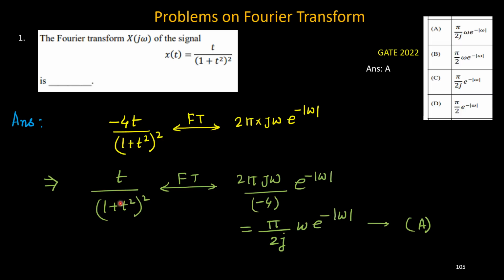So therefore for t upon (1 plus t squared) whole squared, I'll divide by minus 4 on both sides. If I simplify, the 2 cancels out, and the j and j, one cancels out. The minus sign I can write as j squared, so one j will cancel out. I'll get pi upon 2 times j omega e to the power minus mod of omega. So you see, this one is the correct answer. This is an important problem, a very nice problem.